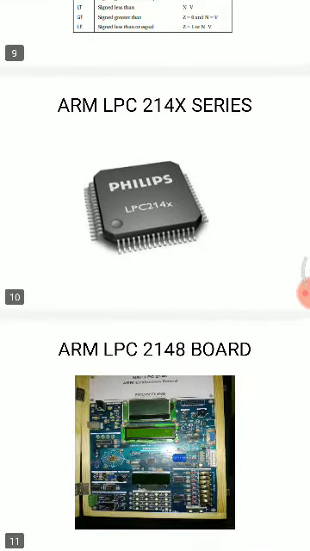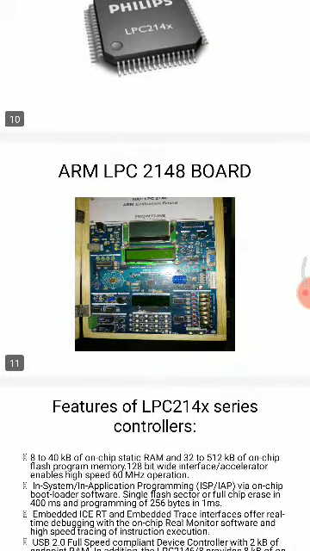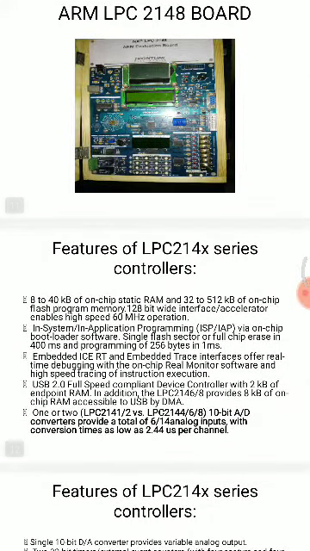So the next one is the ARM LPC 2148 series. LPC stands for low power consumption, and 2148 stands for the IC number. Okay, so this is the ARM LPC 2148 board hardware microprocessor diagram. So what are the features available in the LPC 2148 series? 8 to 40 KB of on-chip static RAM and 32 to 512 KB of on-chip flash program memory.